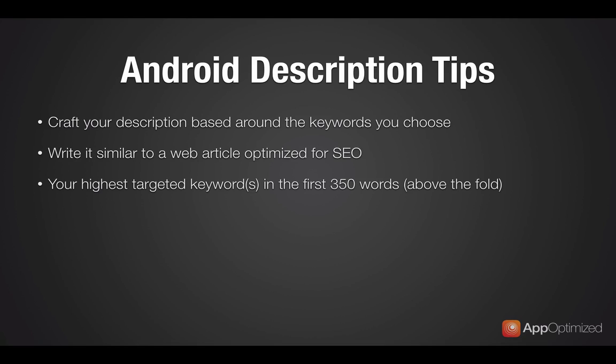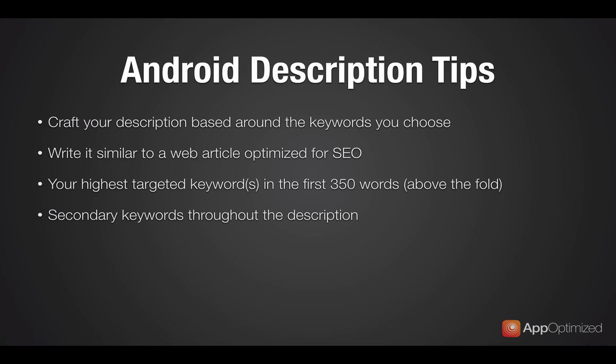So your highest targeted keywords should be in the first 350 words. I showed you in a previous video the part above the fold. Usually in the description, the Google Play Store lists the first 15 lines of your write-up above the fold, and then it cuts it off and says if you want to read more, you can click on a button and it will show the remaining part of your description. But you want to have all your highest targeted keywords in the first 350 words of your description, and then all your secondary keywords in the remainder of your description.